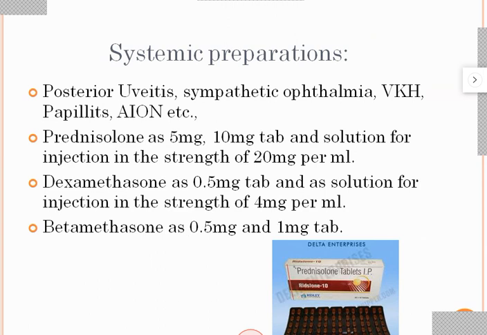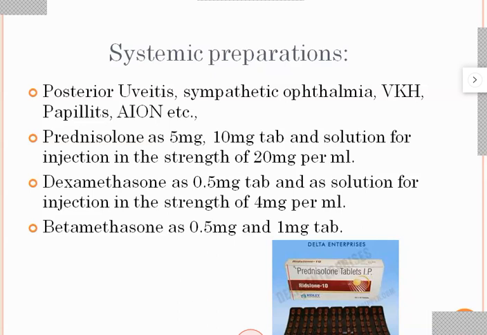And coming to the systemic preparations of the corticosteroids. Systemically, we use steroids to treat posterior uveitis, sympathetic ophthalmitis, Vogt-Koyanagi-Harada syndrome, papillitis, and anterior ischemic optic neuritis. These are all acute conditions, so we should treat them with systemic corticosteroids also.